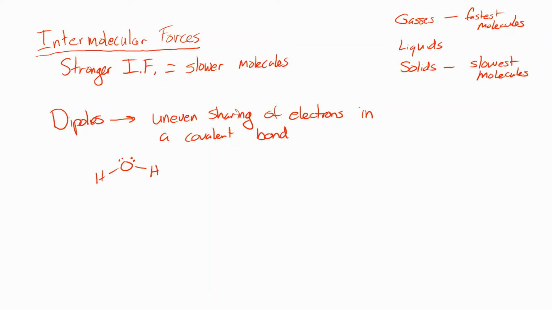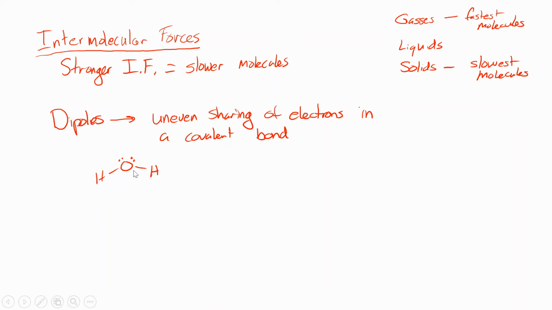And what a dipole is: a dipole in a covalent bond, the electrons that are part of that covalent bond, right? Every covalent bond is 2 electrons. Those electrons aren't shared evenly. So if we look at water, I've drawn water right here, H2O, right? We have 2 covalent bonds. We have this hydrogen-oxygen bond, and then of course another hydrogen-oxygen bond on the other side.